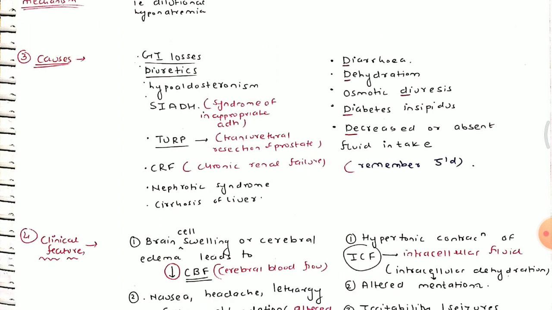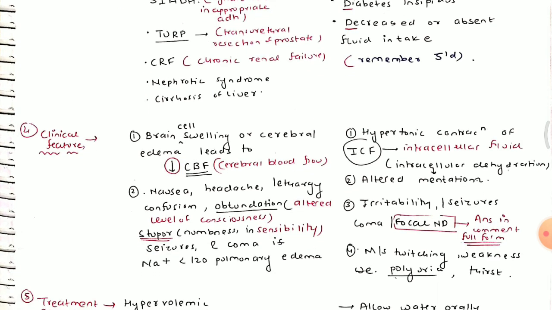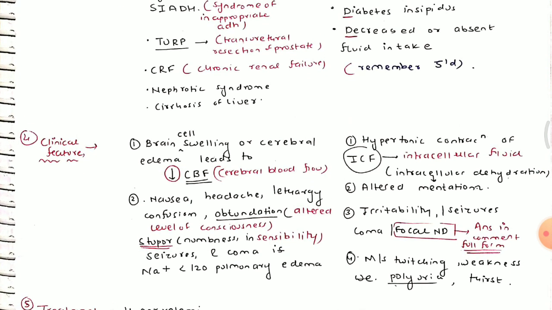Some of the common clinical features which are observed in hyponatremia include brain cell swelling or cerebral edema, which leads to decreased CBF, which is cerebral blood flow. Some of the common symptoms of hyponatremia include nausea, headache, lethargy, confusion, obtundation, which is altered level of consciousness, stupor, numbness, insensibility, seizures, and coma. If the sodium concentration is less than 120, it could lead to pulmonary edema as well.